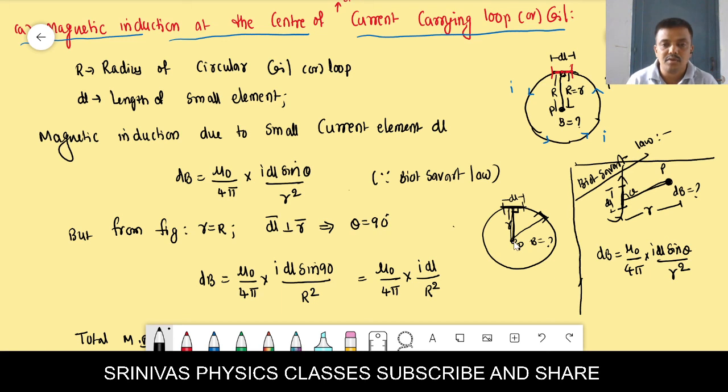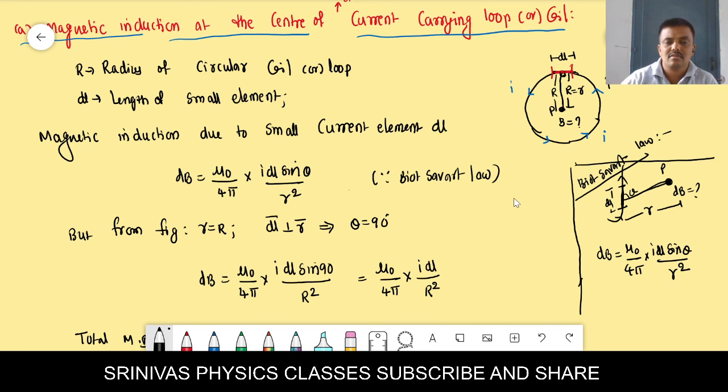Here we want to find out the magnetic induction at this point. From the center of the element, the distance is small r. That small r is perpendicular to dl in the figure. dl perpendicular to r means theta is 90 degrees. Perpendicular means 90 degrees, right? Understood?